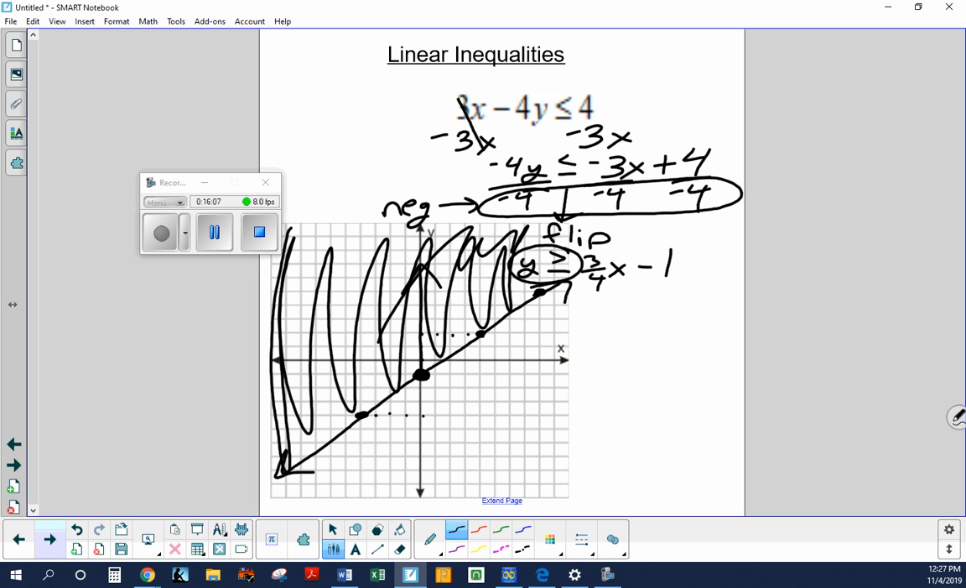All right, so in short, you're basically going to graph the line in slope-intercept form like normal, choose a dotted line or a solid line, and then shade above or below that line to show all the values of a linear inequality.